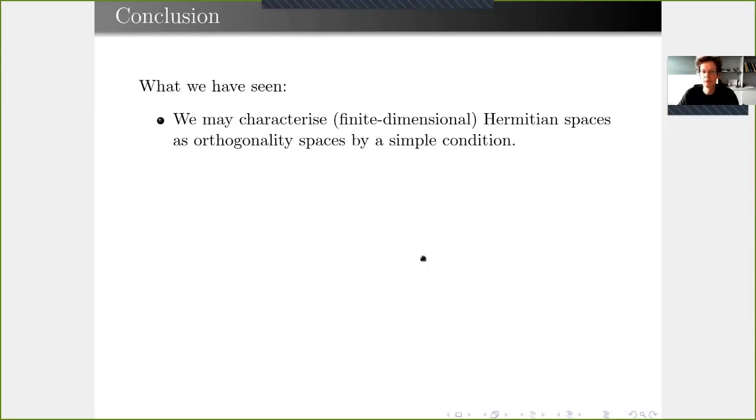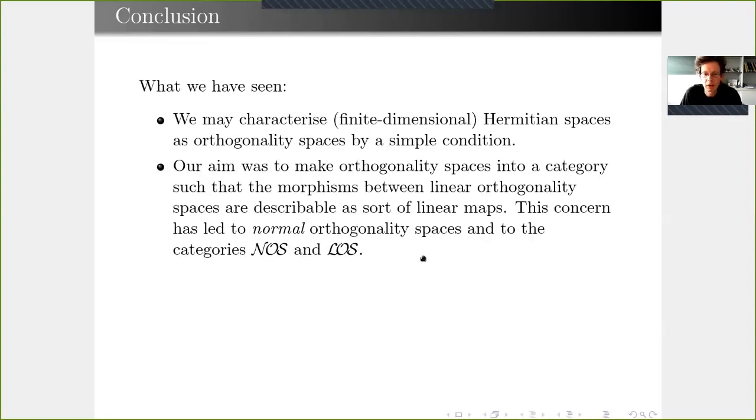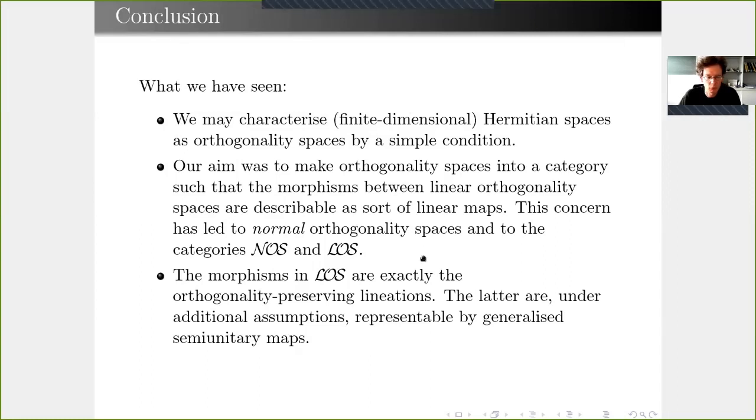First, to complete shortly what we have seen, first of all, to characterize the Hermitian spaces as orthogonality spaces is possible by a quite transparent combinatorial condition. The aim to make the orthogonality spaces into a category in a way that on the side of linear orthogonality spaces we get something that is related to the preservation of linear dependence has turned out to be a tricky question, and we relate to the notion of normal orthogonality spaces. In this way we get to a more reasonable notion of a morphism in a way that the morphisms are corresponding to orthogonality preserving lineations, and the latter are under additional assumptions representable by generalized semi-unitary maps.